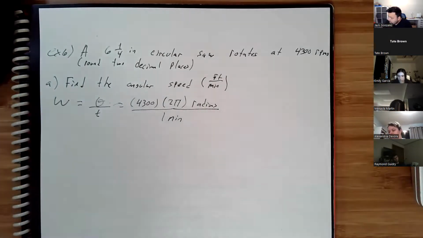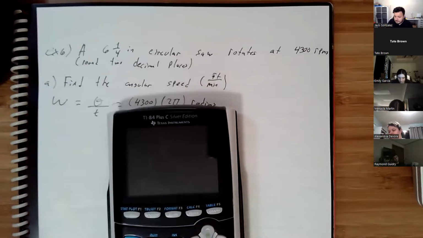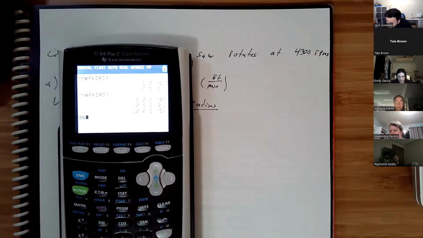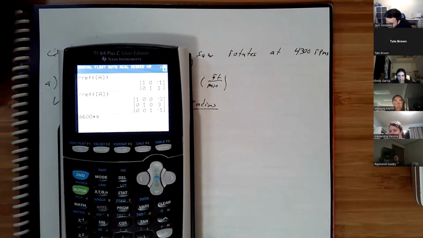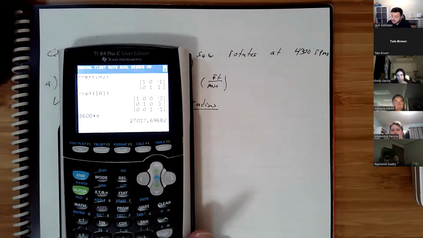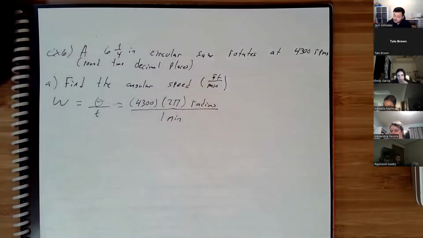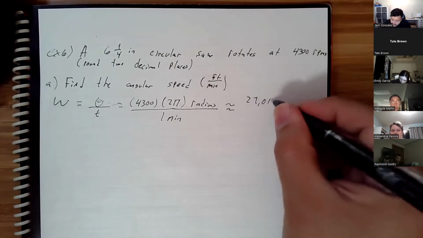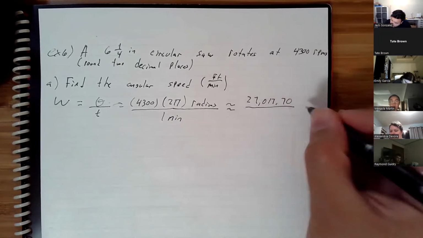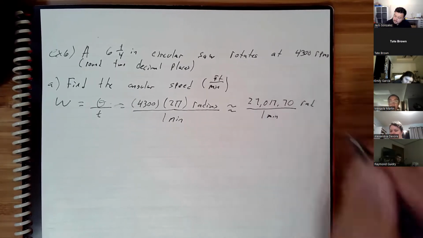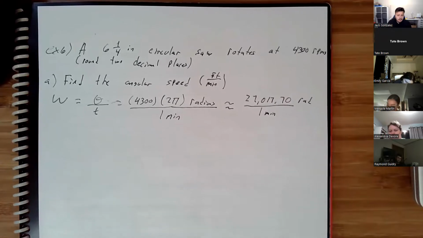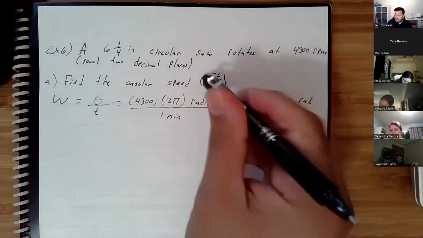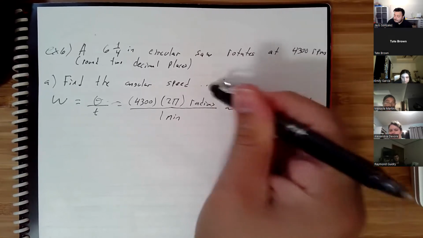Just to save time here, let me use this. So 8,600 times pi should be our answer. Rounded to 2 decimal places, that's approximately 27,017.70 radians per minute. I think the next question needs to be in feet per minute, but angular speed is a measurement of the angle, so it should be in radians, not feet. I should not have written that. It doesn't make sense.